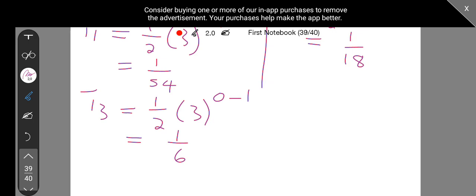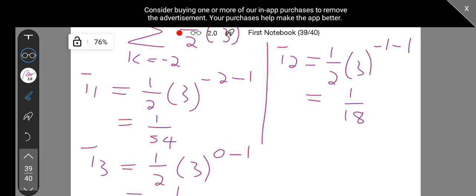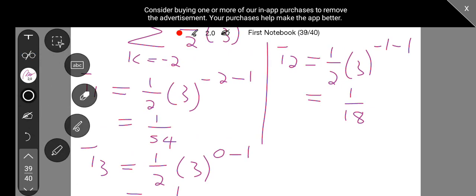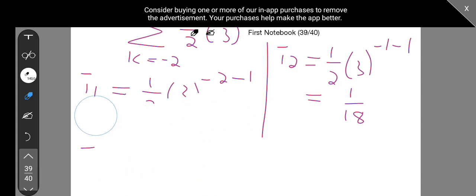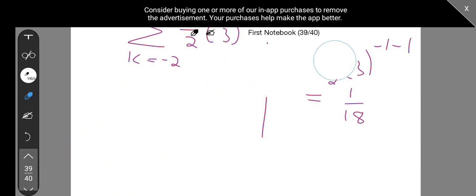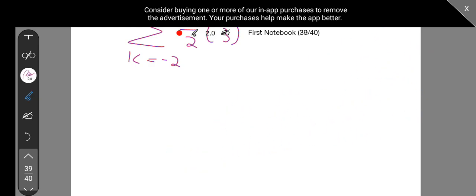So let's clear everything. Term number 1 is 1 over 54, term number 2 is 1 over 18, and term number 3 is 1 over 6. I'm going to erase everything here because we have the first three terms, which will help us distinguish what type of series it is. What is term number 2 divided by term number 1? We're going to prove if it's geometric. If it's not geometric, then we'll go for arithmetic.